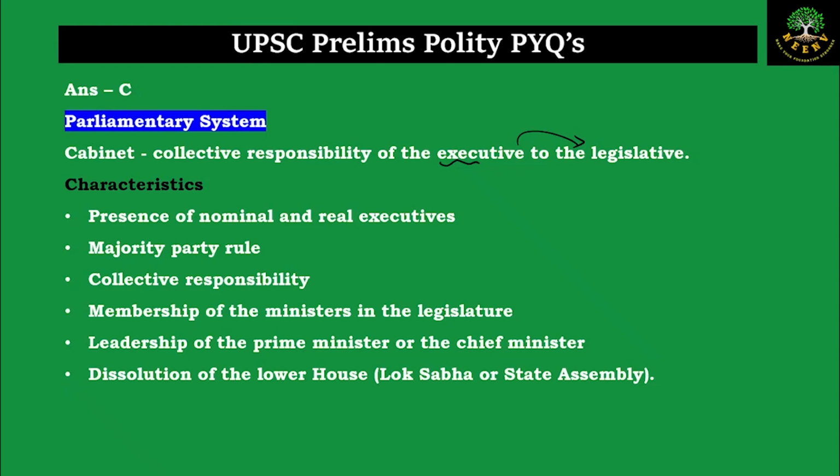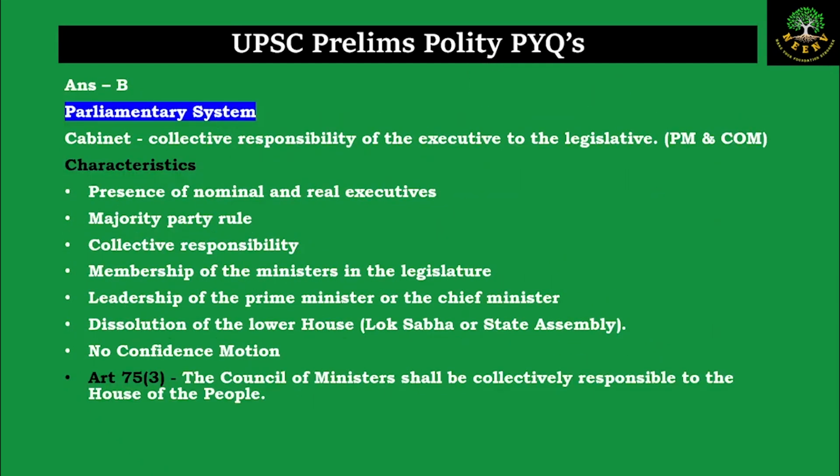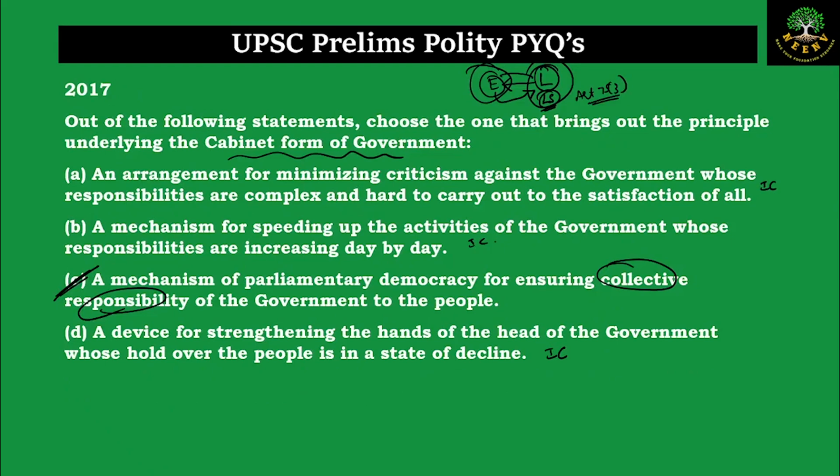What are the characteristics of this parliamentary system? Majority party rule, collective responsibility, membership of the ministers in the legislature, leadership of the Prime Minister at the central level or the Chief Minister at the state level, and dissolution of the lower house in case of no confidence motion. So coming back, the answer is C here.